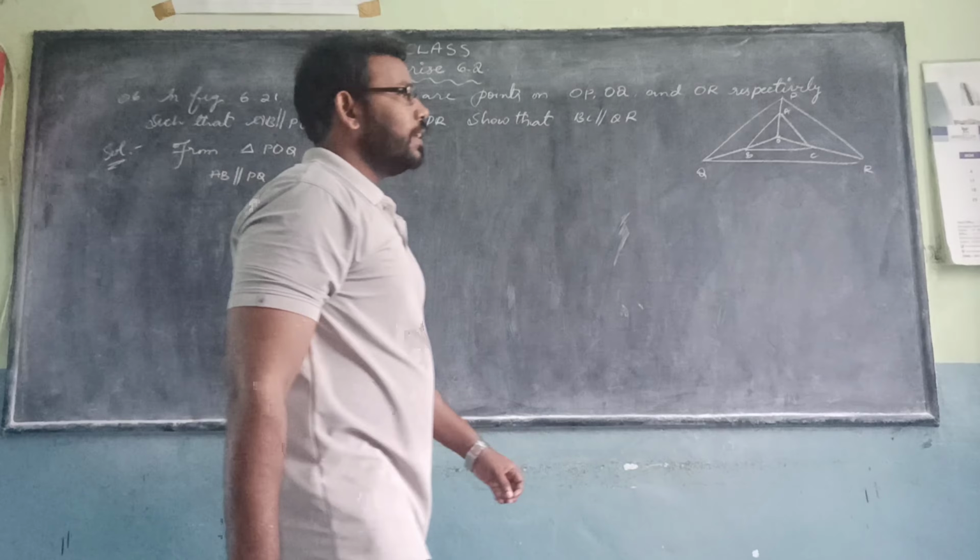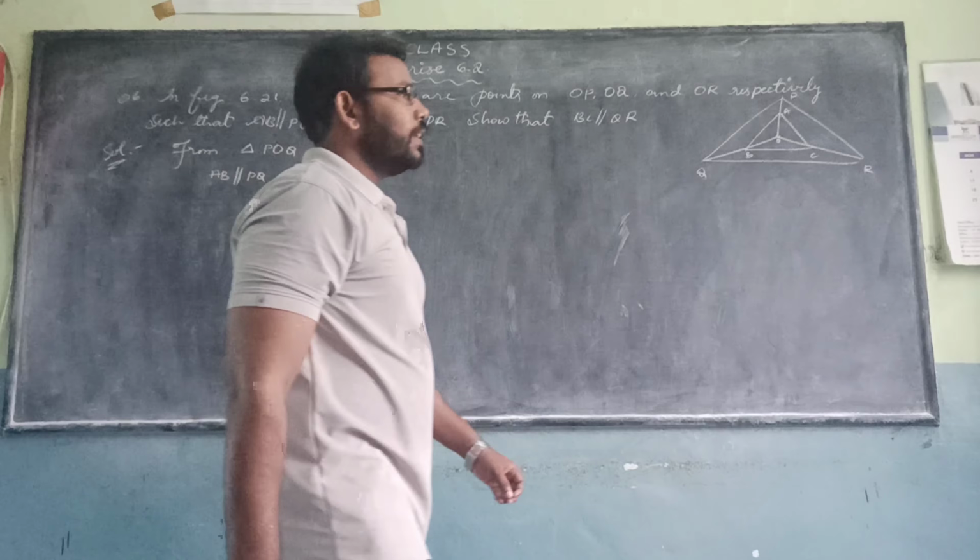6.2, the sixth question. In figure 6.21, A, B and C are points on OP, OQ and OR respectively, such that AB is parallel to PQ and AC is parallel to PR. Show that BC is parallel to QR.